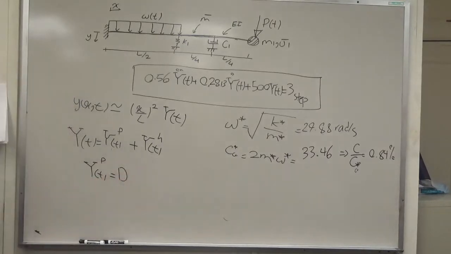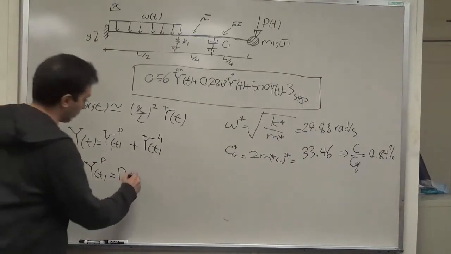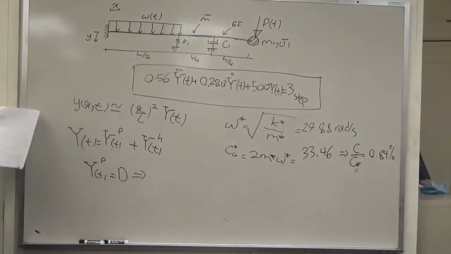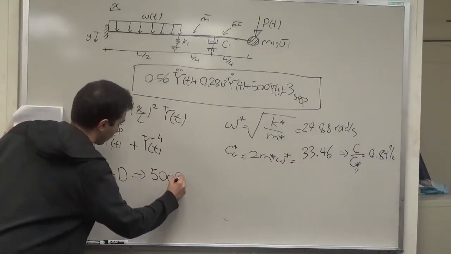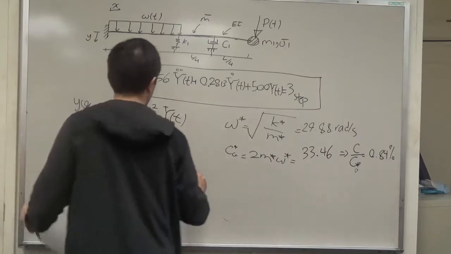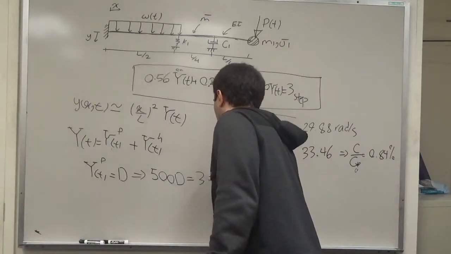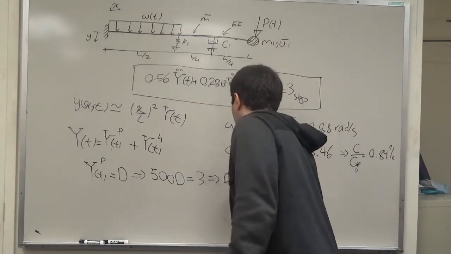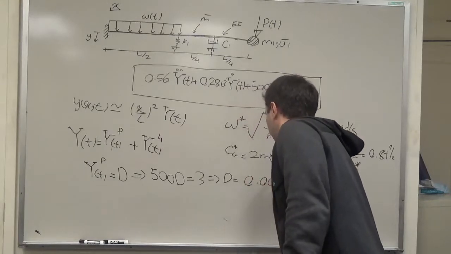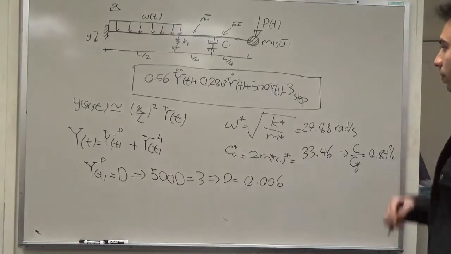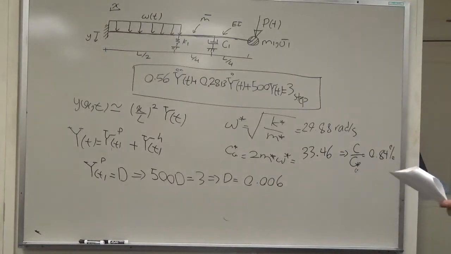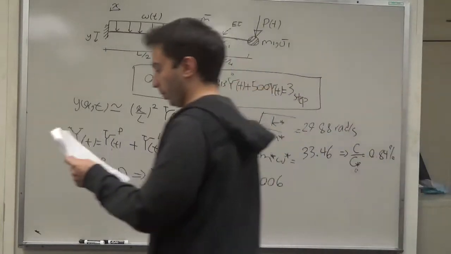So substituting D into the equation, what do we find? Two derivatives of D is 0, one derivative of D is 0, so we have 500 times D is equal to 3, and therefore we find D to be 3 over 500, which is 0.006.